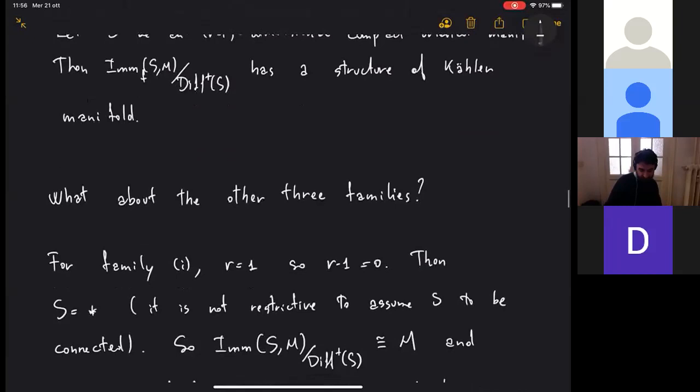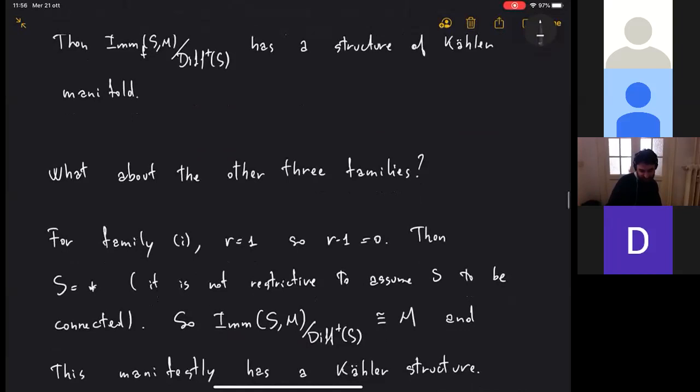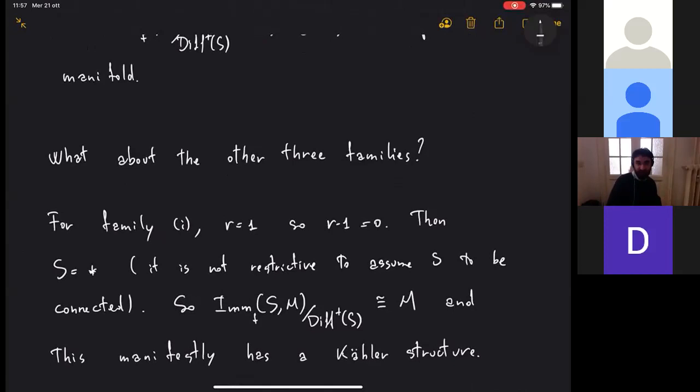So if we take S to be a point, the space of immersions of S into M modulo diffeomorphisms of S is just M. In the general case, it will be the symmetric product. The symmetric product would actually be singular, and here you see where the freeness of the immersion comes in. Removing the immersions with non-trivial stabilizer precisely gives me a good quotient. So it will be M, or the smooth part of the symmetric power of M, if I take S not to be connected. Now what is the statement? The statement is that if M is a Kähler manifold, then M has a Kähler structure, which is a pretty trivial statement. So for family one, the statement is completely obvious.